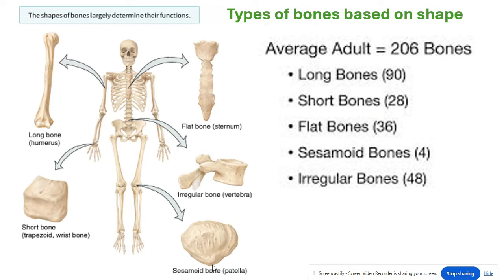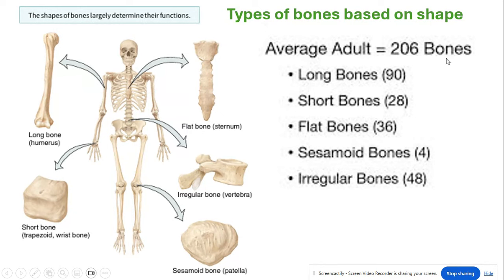All right, types of bones based on the shape. The shape of the bones largely determines their functions, yes? One is a long bone, which is the humerus. One is a flat bone, that is the sternum, right here. It's medial, right? Now we have irregular bone, vertebrae. These are all the vertebrae, right? Irregular bone. This is the patella, a sesamoid bone. These are short bones. Trapezoid, wrist bones are short bones, yeah?